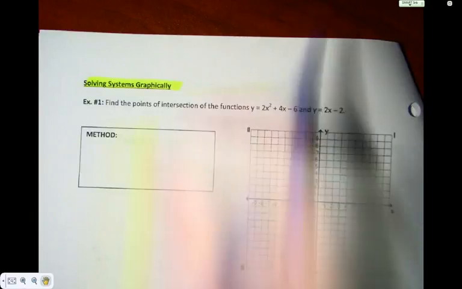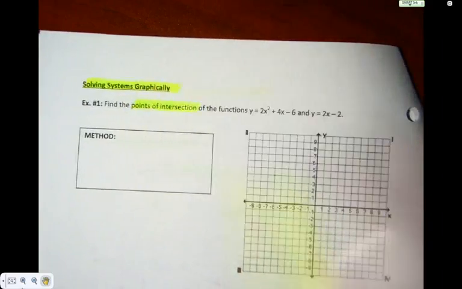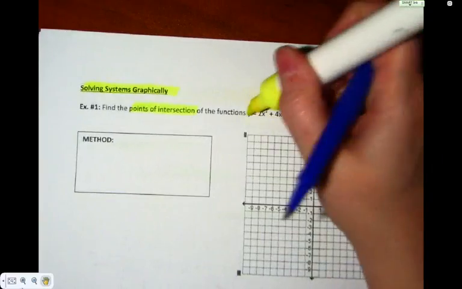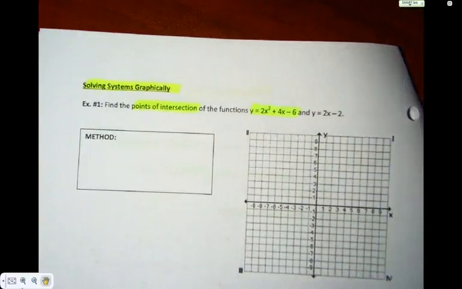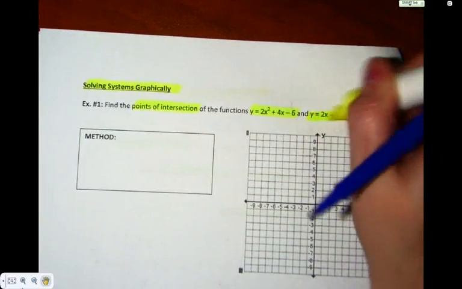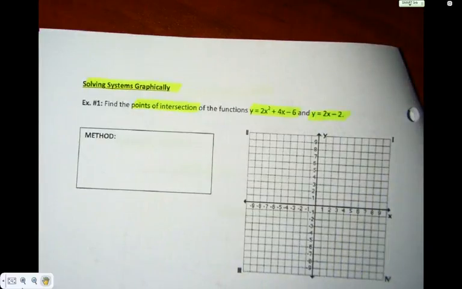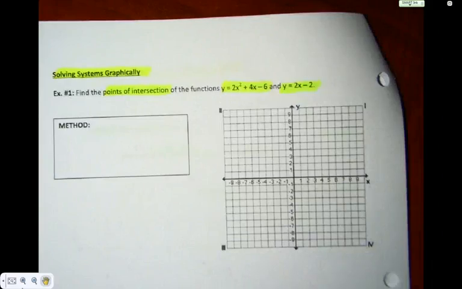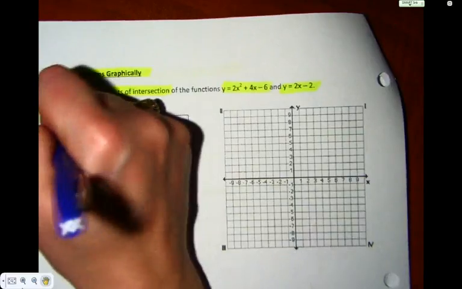Find the points of intersection of the following functions. y equals 2x squared plus 4x minus 6, and y equals 2x minus 2. What kind of system? You betcha. One's a parabola, one's linear, so we call that a linear quadratic system. Linear quadratic. Method, step number 1.